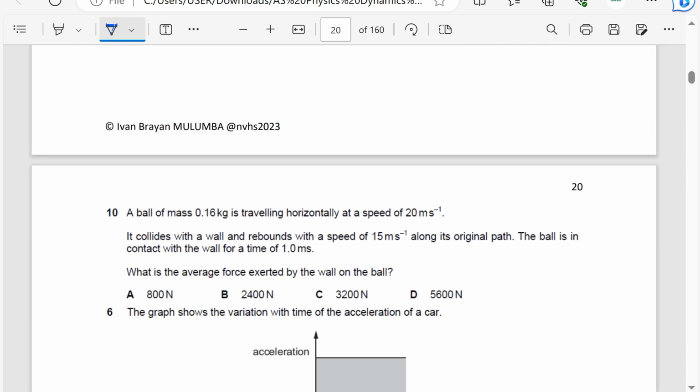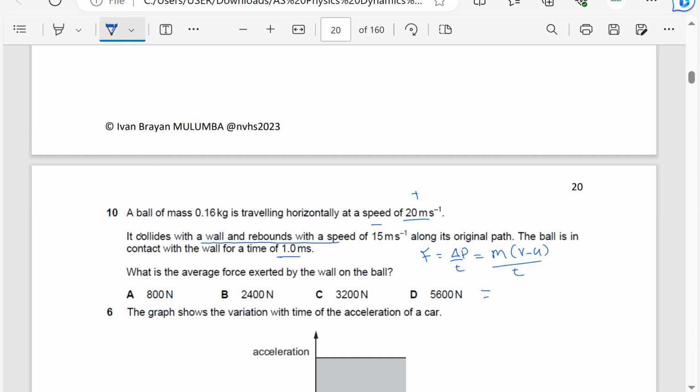A ball of mass 0.16 kilograms traveling horizontally at a speed of 20 meters per second collides with the wall and rebounds. Because it rebounds, one velocity is going to be positive, the other one negative. Along its original path, the ball is in contact with the wall for a time of 1.0 milliseconds. What is the average force exerted by the wall on the ball? So force is the rate of change of momentum, so this is mass times change in velocity divided by time.